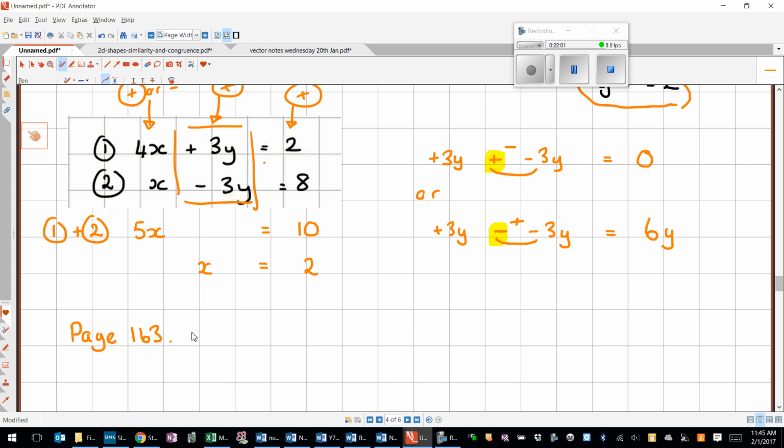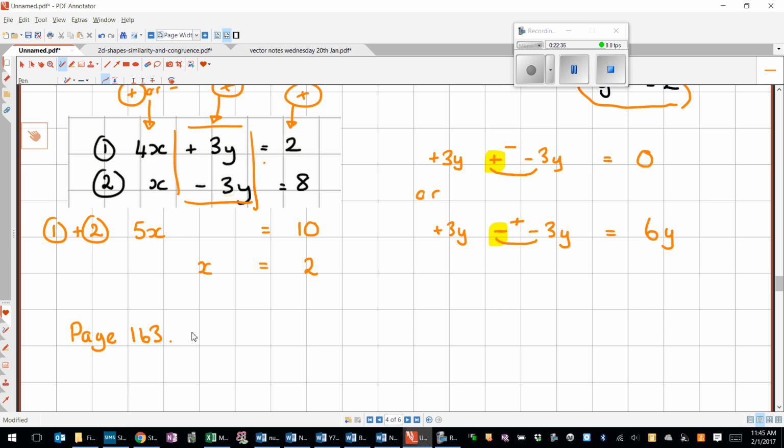Okay. So it says which variable to eliminate first. Do you remember why I told you I was going to eliminate the y in this case? Why was it? Because they have the same number, so that was my choice. Then I have to decide if I add or subtract. So, having a look at exercise 70.3, page 163.